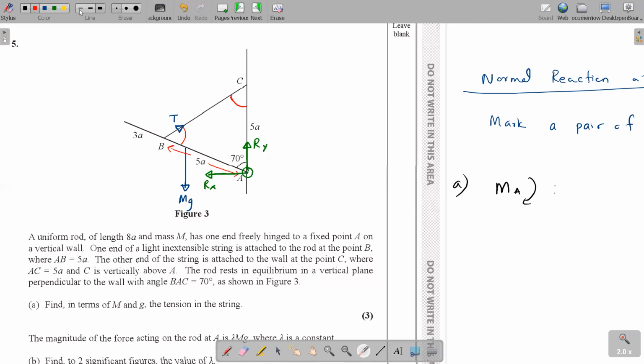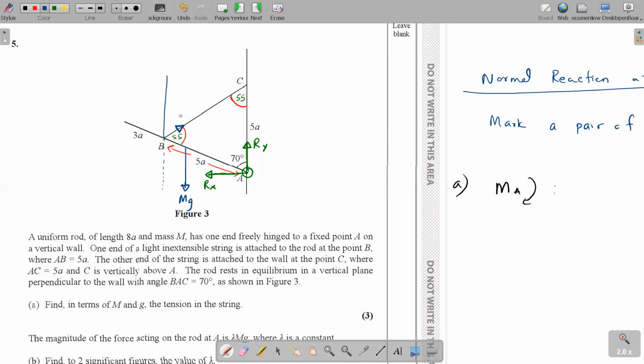55, right? 55. And then let's mark this. Okay, so 55. And then this guy is also 55, right? This guy is also 55. What about this angle?